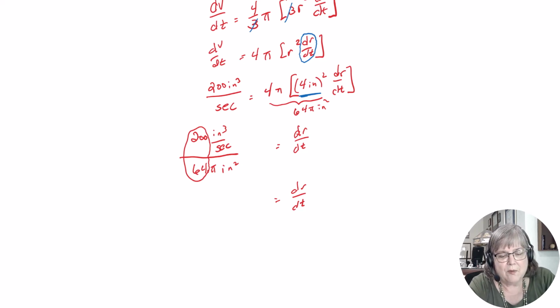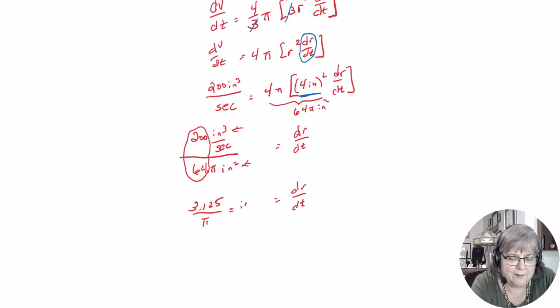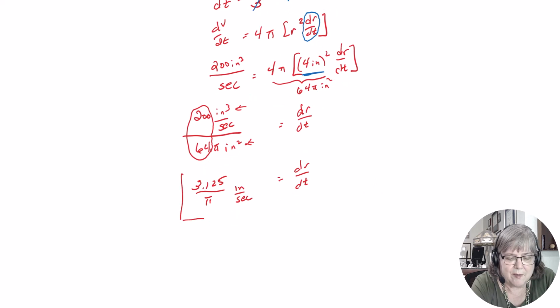Now, so when we reduce that, we would have 200 divided by 64, which is 3.125 over pi. And we have cubic inches right here divided by square inches. So this turns out to be inches per second, right? Now, this is the exact number.